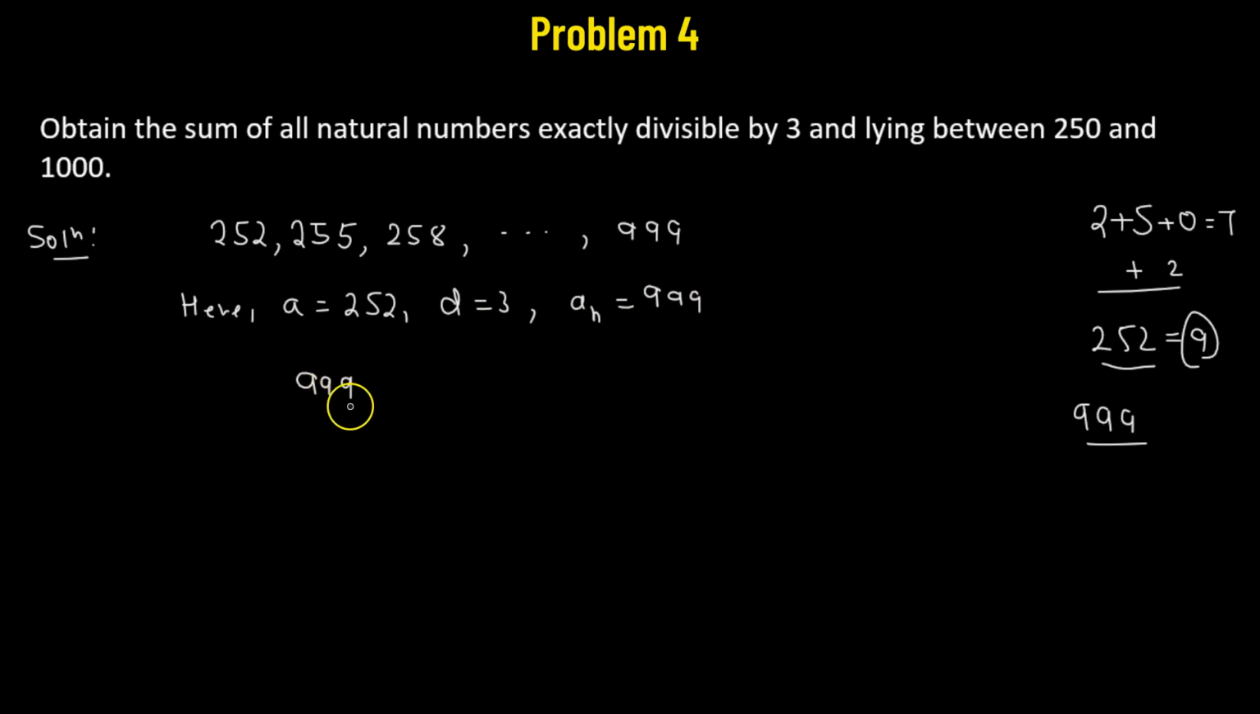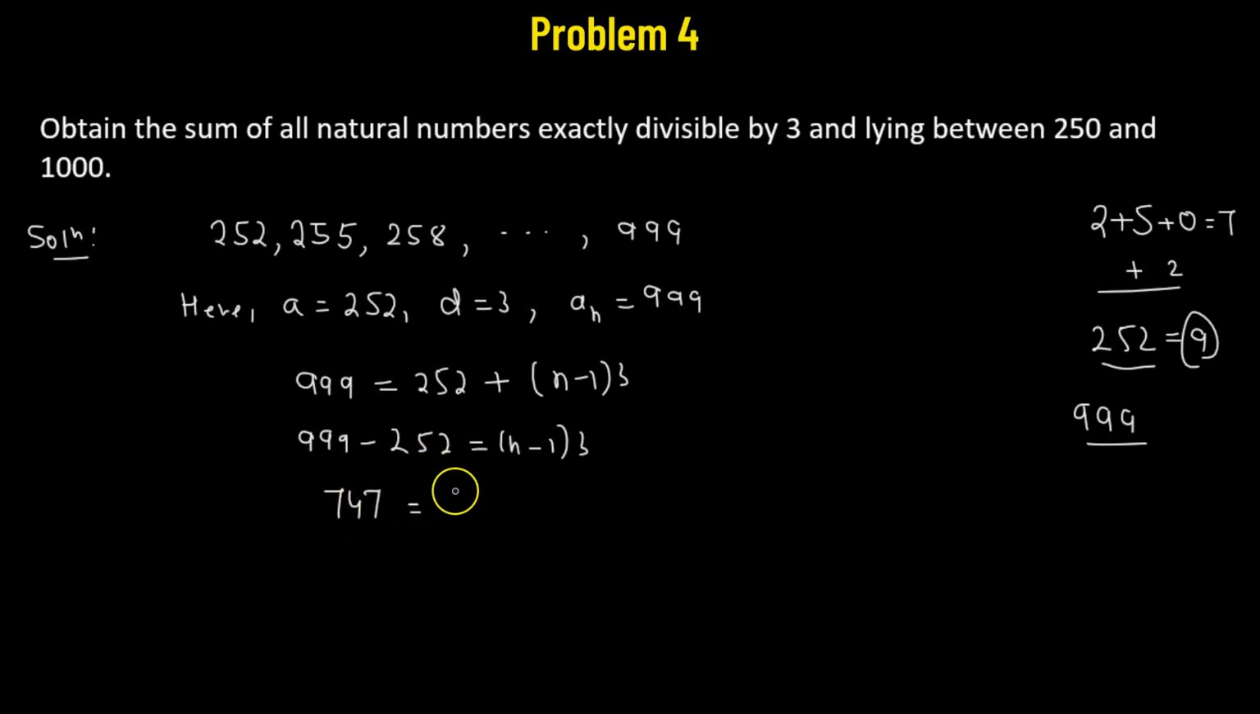So we're going to use the formula for the nth term. We have 999 equals 252 plus n minus 1 times the common difference d. So 999 minus 252, that's 747, equals n minus 1 times 3. So n minus 1 equals 747 divided by 3, which gives us n equals 250. This means that there are 250 numbers between 250 and 1000 that are divisible by the number 3.